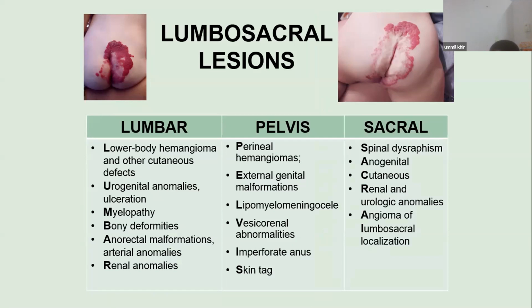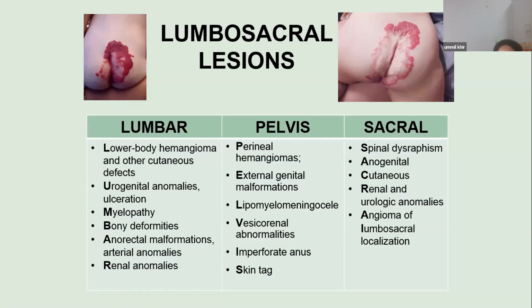With underlying developmental abnormalities, including lumbar, L, lower body hemangioma and other cutaneous defect. U, there is urogenital anomalies, ulceration. M, myelopathy. B, bony deformities. A, anorectal malformation, arterial anomalies, and last one are renal anomalies. And there is also for pelvis, perineal hemangioma, when there is a hemangioma at the anal side.